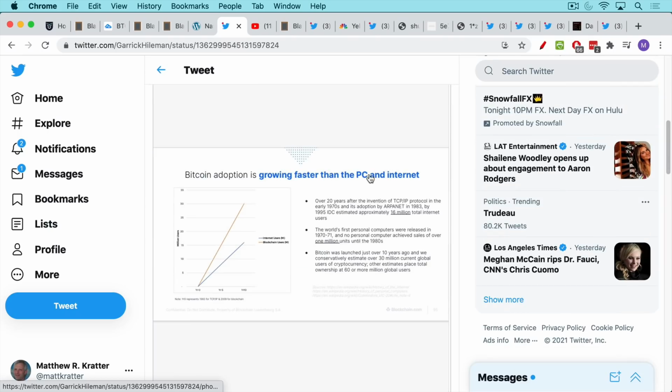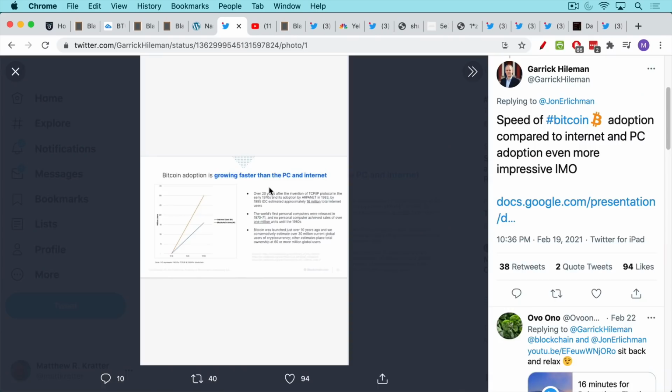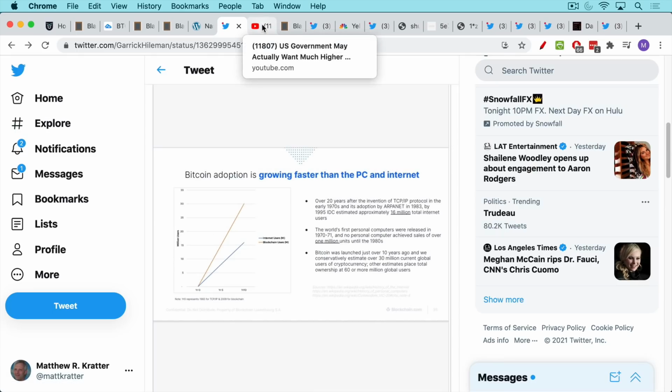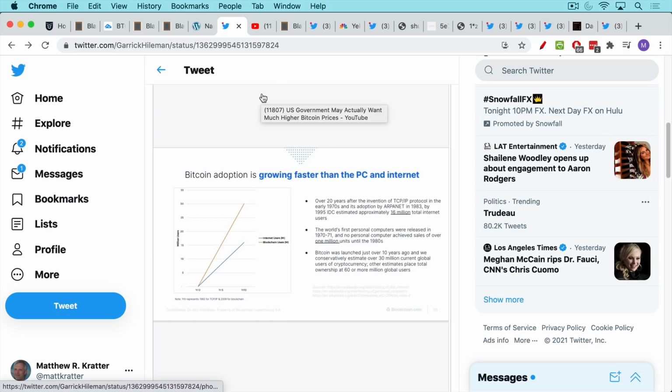And what I think is really interesting, and I'll link to this, is that Bitcoin adoption is growing much faster than the PC or the internet. So we're still very early. If you're listening to this, don't worry about Bitcoin's price. It has gone up a lot, but you're still very, very early when only 2% of the world's population has bought Bitcoin.